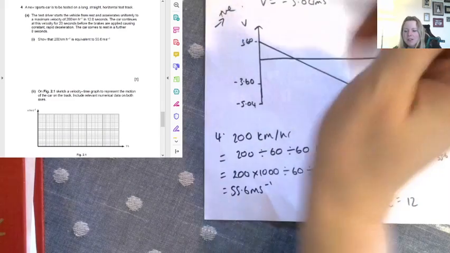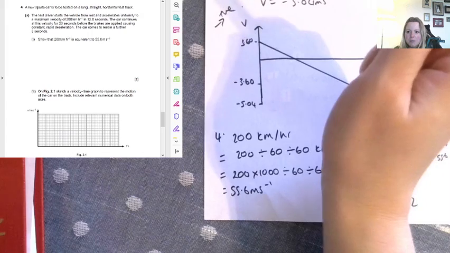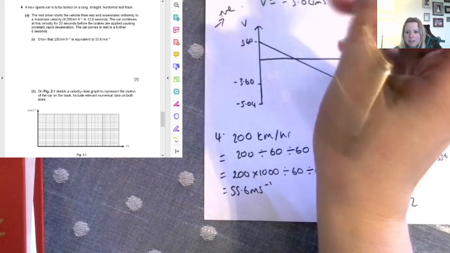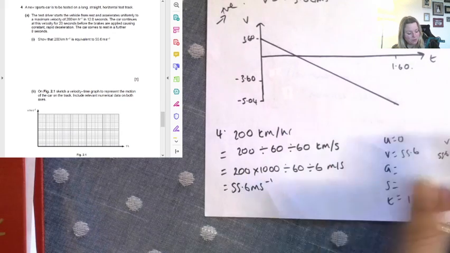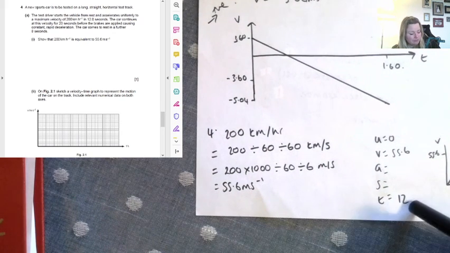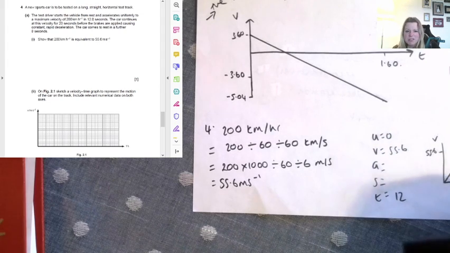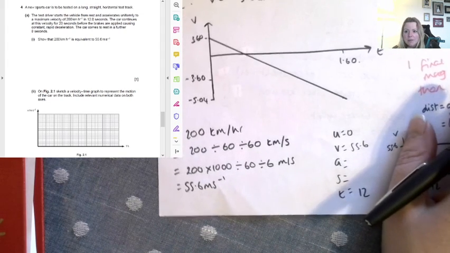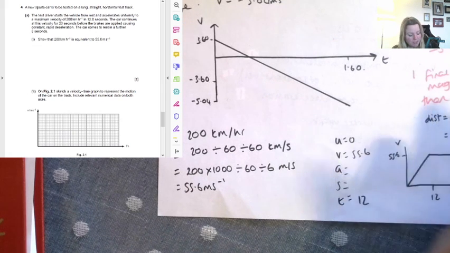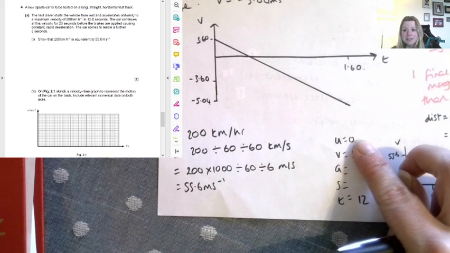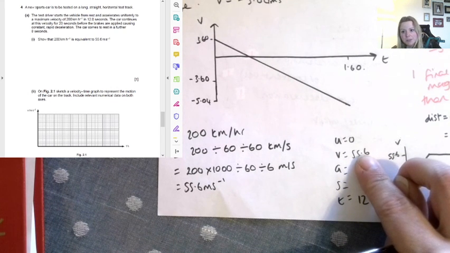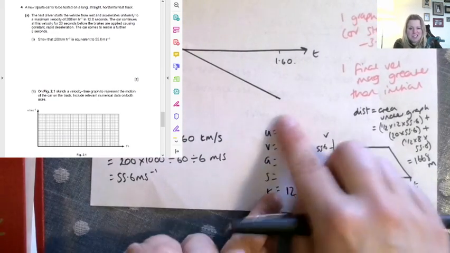Now, part 2. Sketch a velocity time graph to represent the motion of the car on the track and include relevant numerical data on both axes. So, do you know what I did, which I don't think it was a bit of a waste of time? As I went back now and reread the question, I made a wee UVAS list, but this is only really for the first wee section, so I didn't actually use it that much. The test driver starts the vehicle from rest and accelerates to a maximum velocity of 200 kilometers per hour, which we've just figured out is 55.6 meters per second, in 12 seconds. So that's this little bit of the graph. So I didn't actually really need to make this list.